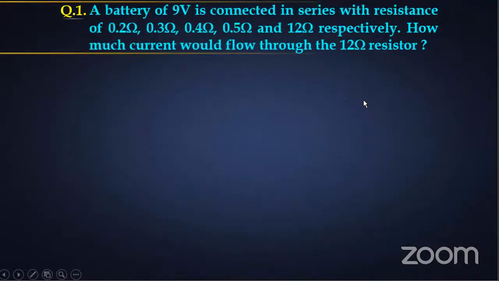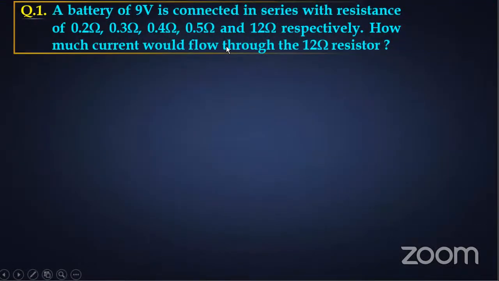Now look here, the first problem. A battery of 9 volts is connected in series. So clearly, what type of connection is given here? The battery is connected in series with resistors of 0.2 ohms, 0.3 ohms, 0.4 ohms, 0.5 ohms and 12 ohms respectively. How much current would flow through the 12 ohms resistor?